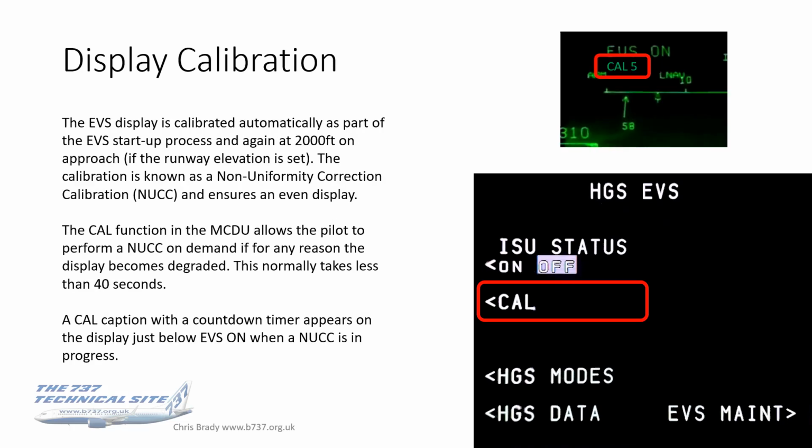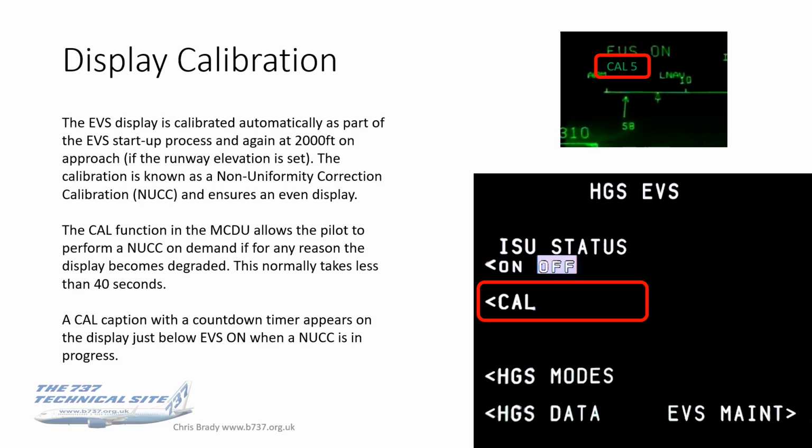Okay, next item down is display calibration, and the display is actually calibrated automatically as part of the EVS startup process, and again at 2,000 feet, or descending through 2,000 feet on the approach, if the runway elevation is set. Now that calibration, typical aviation comes up with another acronym. We call it calibration, they call it non-uniformity correction calibration. What it does is it ensures that the display is of even contrast across.